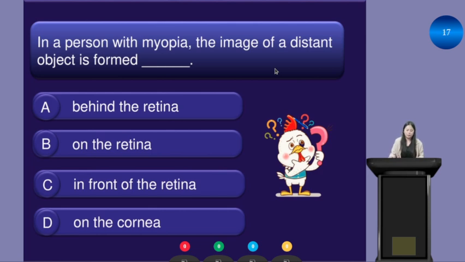In a person with myopia, the image of a distant object is formed behind the retina, on the retina, in front of the retina, on the cornea. So which of the following options is the correct answer?